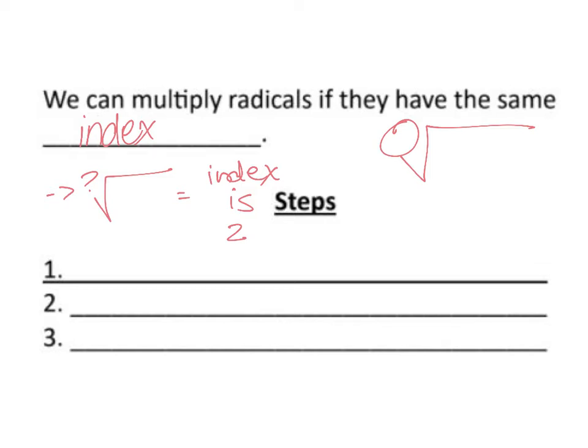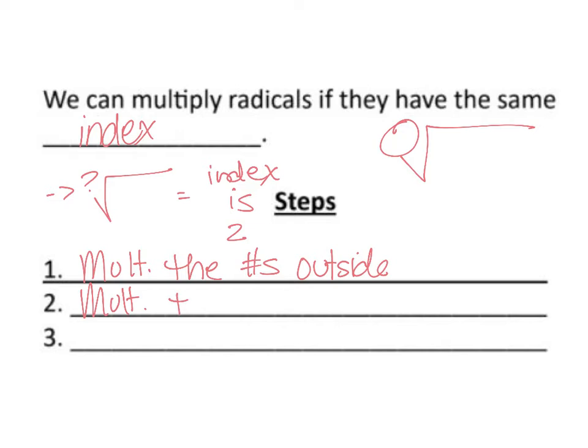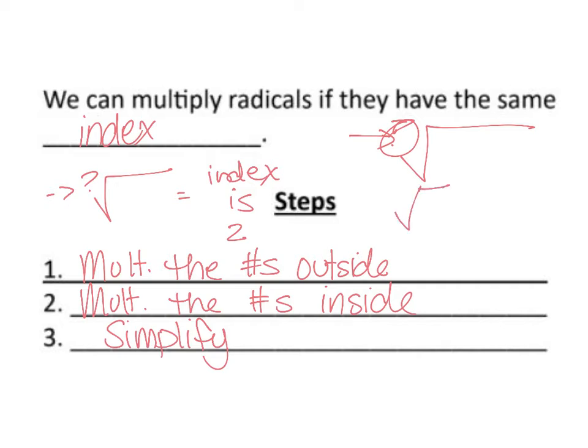So these are the steps, very simple. We multiply the numbers outside, then we multiply the numbers inside, and then simplify. So this is why simplifying comes in handy. So again, this right here is your index, so that's what we have to focus on. So this right here, a square root times a cube root, is not possible.